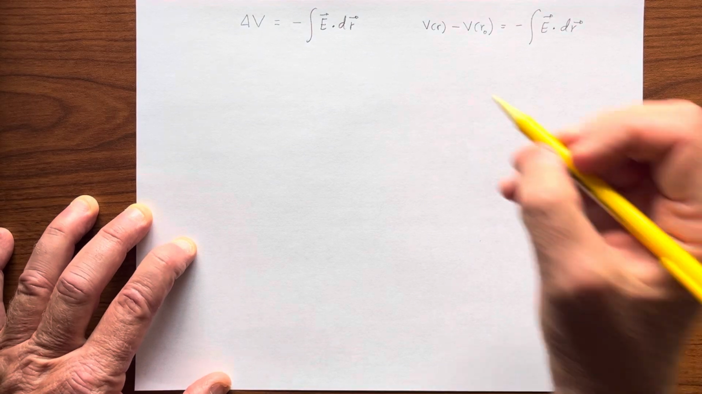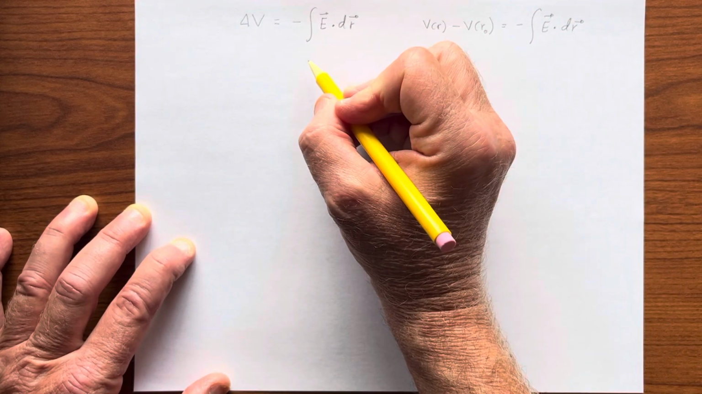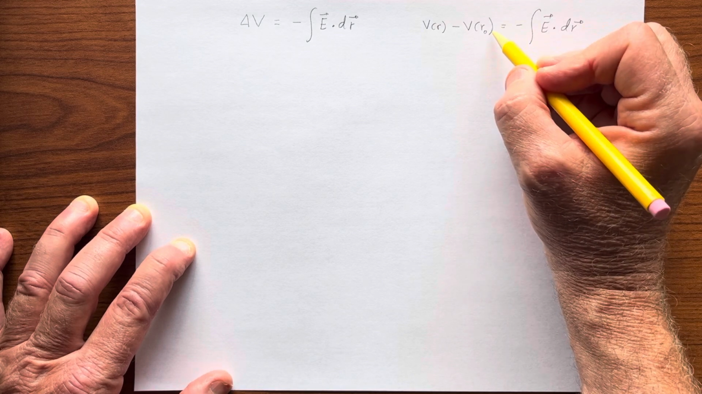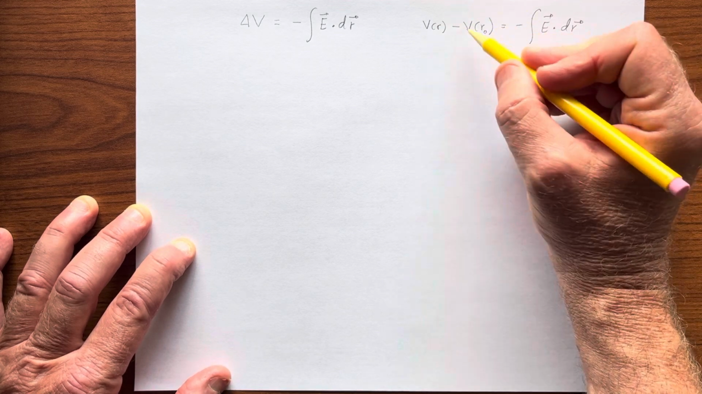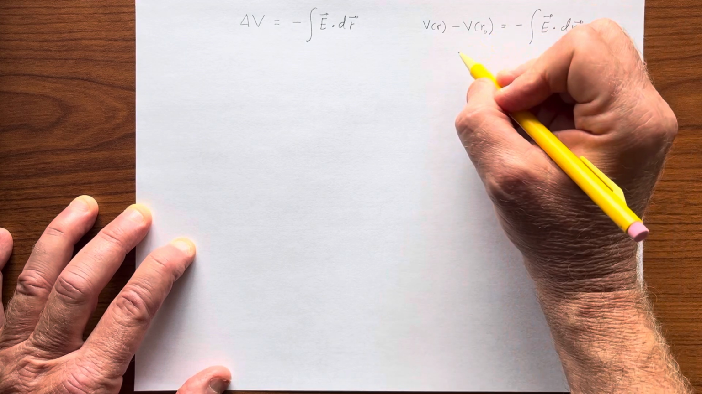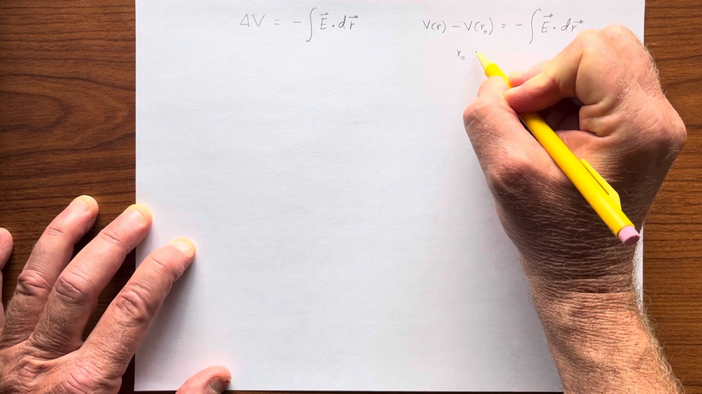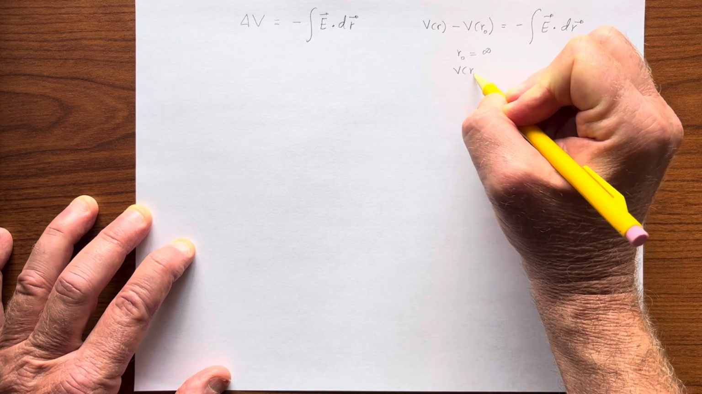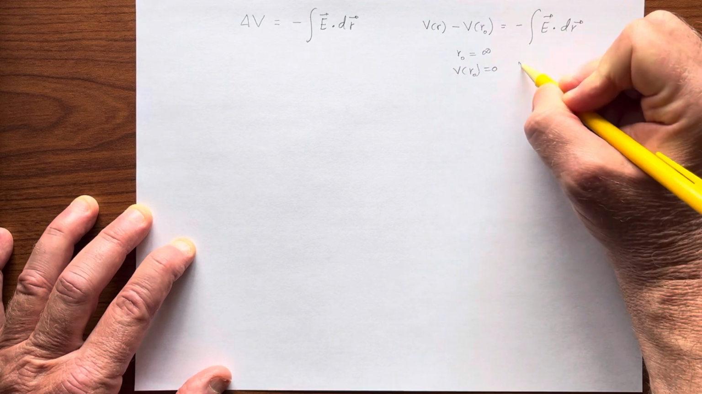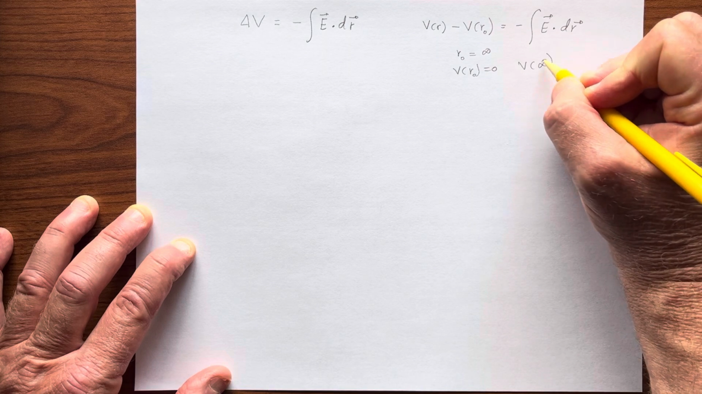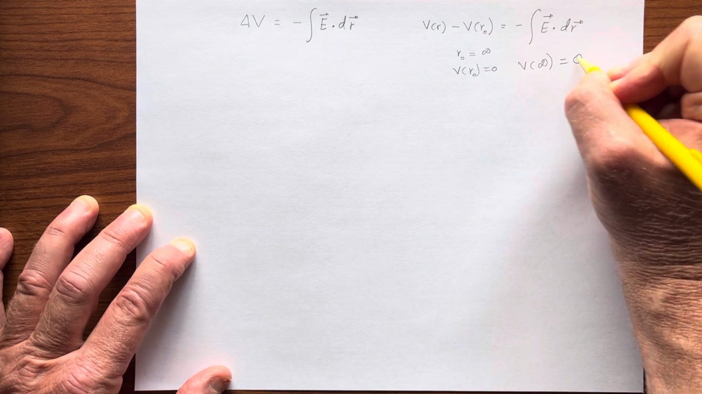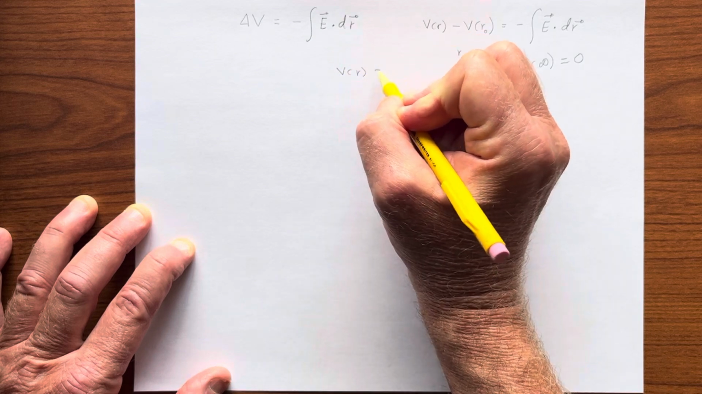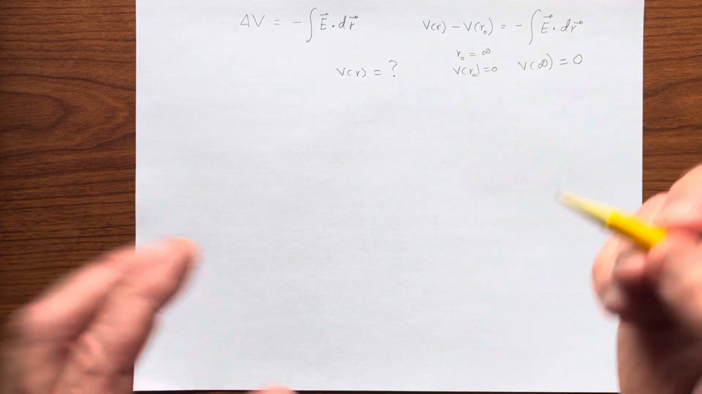Let's first decide that we have some freedom here in this function. Let's decide that if r naught equals infinity, then V of r naught is equal to 0. So we define that V at an infinite value of r is equal to 0. And so what is V of r? Let's find V of r for some special cases.